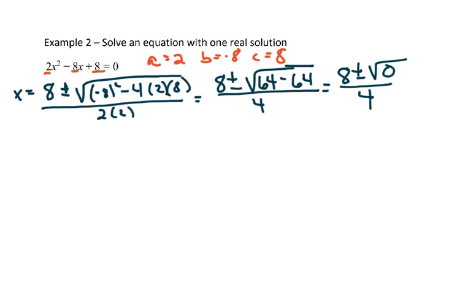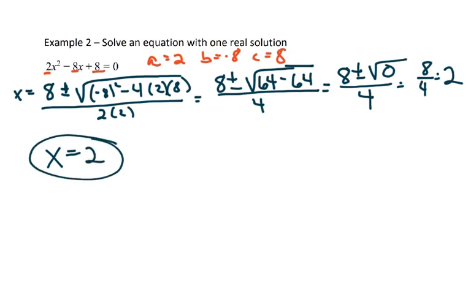So 8 plus 0, well, obviously is just 8, which means all I have is 8 over 4, which means my answer is simply 2. And when we see the example 2 says solve an equation with 1 real solution, yeah, you just found it. There's only one answer to this one. It's x equals 2.